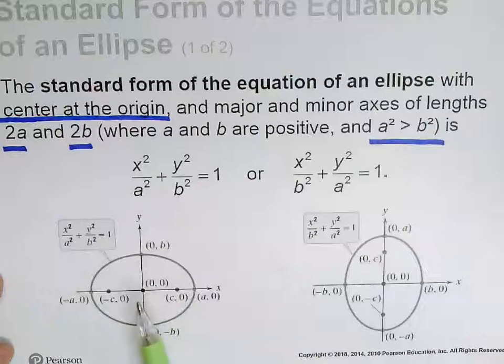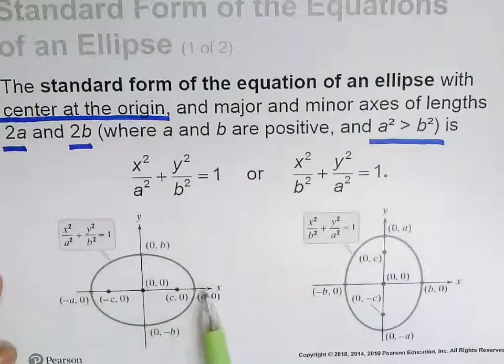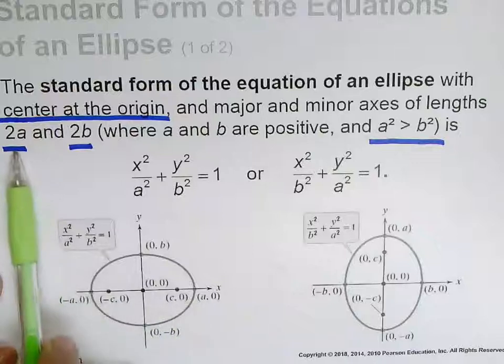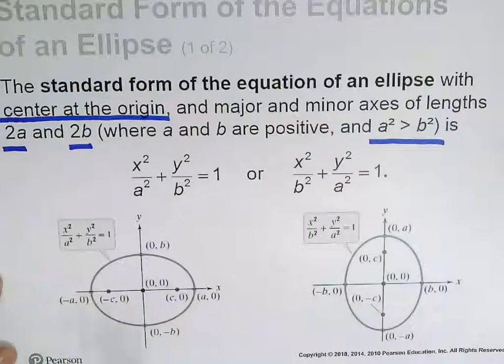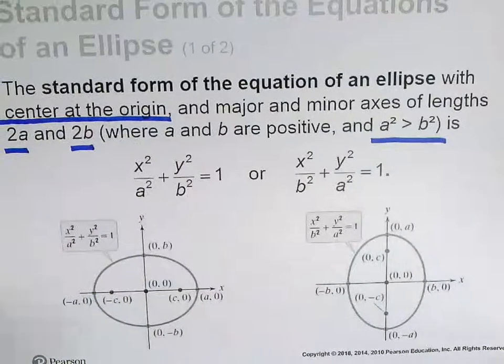And if you go back and look at the major axis here, which is horizontal, from the origin to this point right here is a. From the origin to this point is also a. So the length of the major axis is going to be 2a. And the length of the minor axis will be what? 2b. So you see, here's the vertical major axis. From the center, here is a. From this center, this distance is a. So it's going to be 2a for the major axis and 2b for the minor axis.